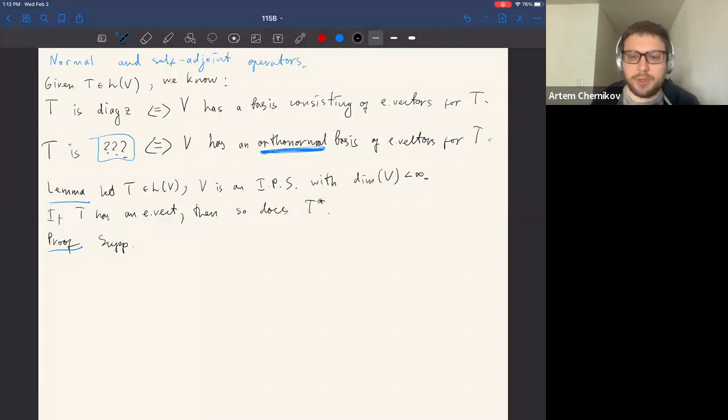All right, so suppose that we have v, a non-zero vector, which is an eigenvector for T. So remember, eigenvectors are always non-zero. And let's say the corresponding eigenvalue, let's denote it as lambda.